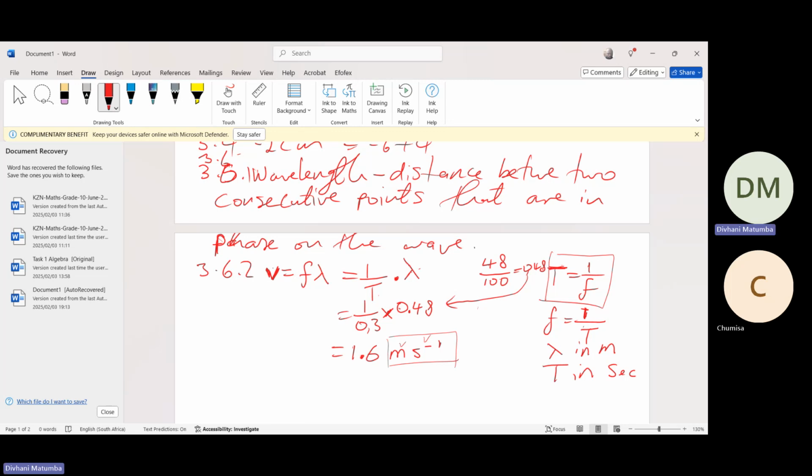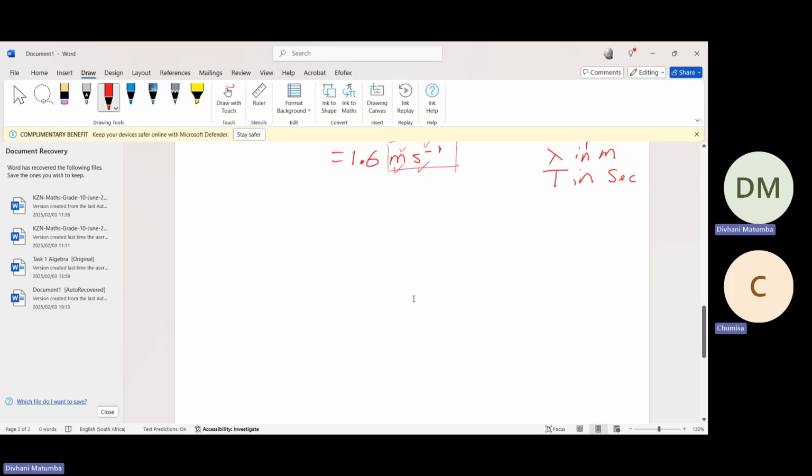In order for us to get to meters per second, there must be a meter somewhere, and there must also be a second. And these two are the units of our ingredients, which are your period and also your lambda. So if you get your lambda in kilometers, you must always convert it to meters. If you get it in millimeters, convert it to meters. The same thing with your period. If you get it in minutes, you must always convert it to seconds. All right. Yes, sir. Okay.